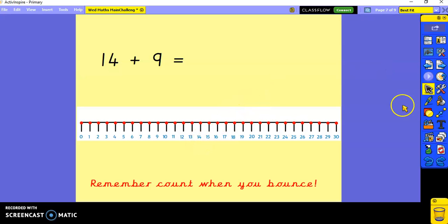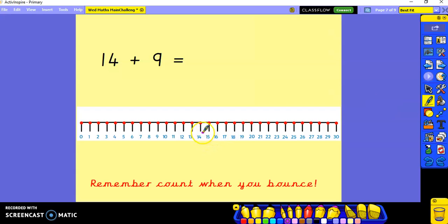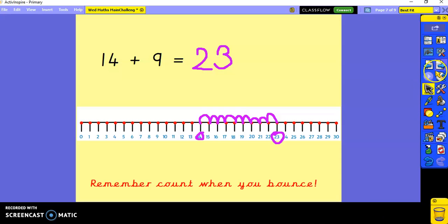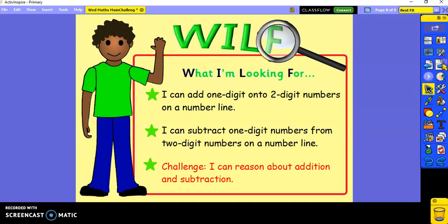So 14, I'm going to start there. And I'm going to jump on 9. I'm adding, so I'm going forwards. 1, 2, 3, 4, 5, 6, 7, 8, 9. And the answer is 23. So 14 add 9 equals 23. Well done if you worked out the correct answer.